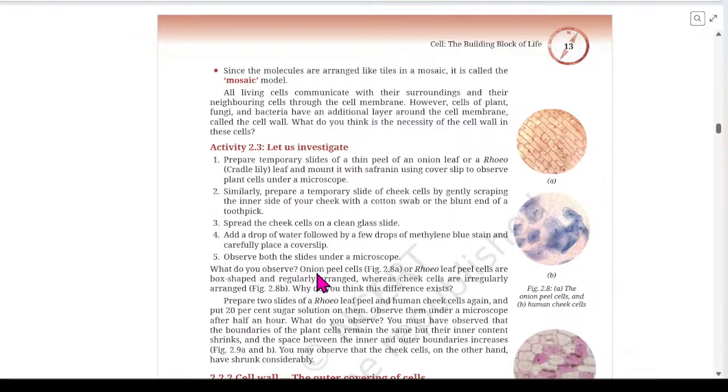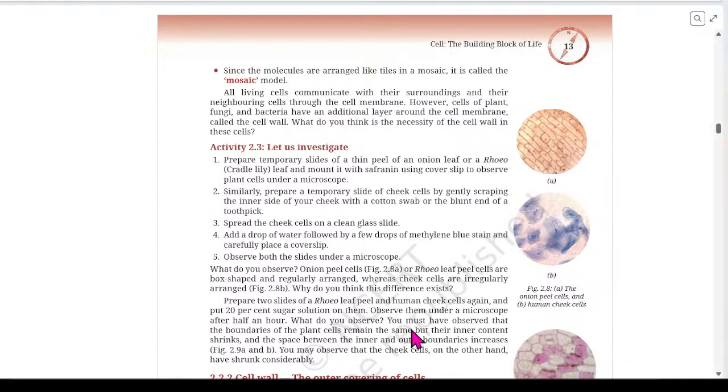What do you observe? Onion peel cells or Rhoeo leaf peel cells are box shaped and regularly arranged, whereas cheek cells are irregularly arranged. Why do you think this difference exists? Prepare two slides of a Rhoeo leaf peel and human cheek cells again and put 20% sugar solution on them. I think it is easy for you to understand once you are asked to prepare 20% sugar solution. That means if it is mass by volume, then you need to take 20 grams of sugar and dissolve it in 100 ml of water. Observe them under a microscope after half an hour.